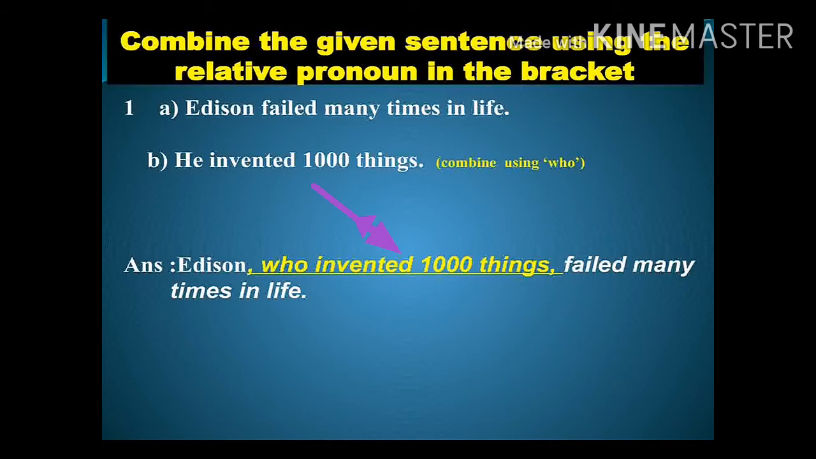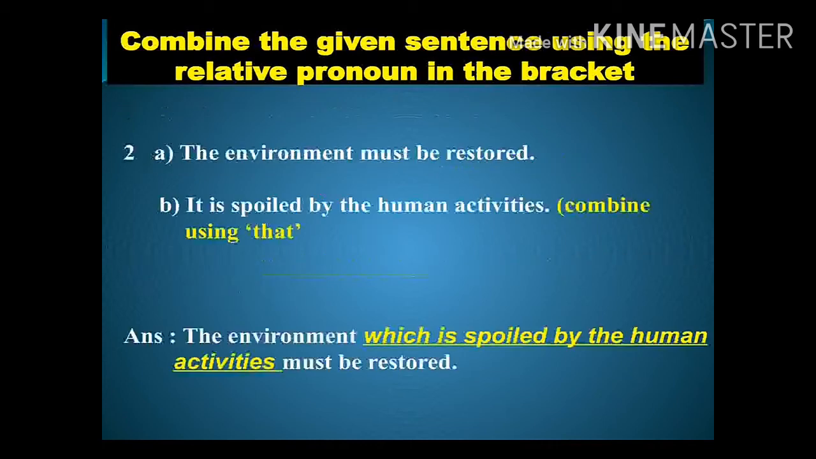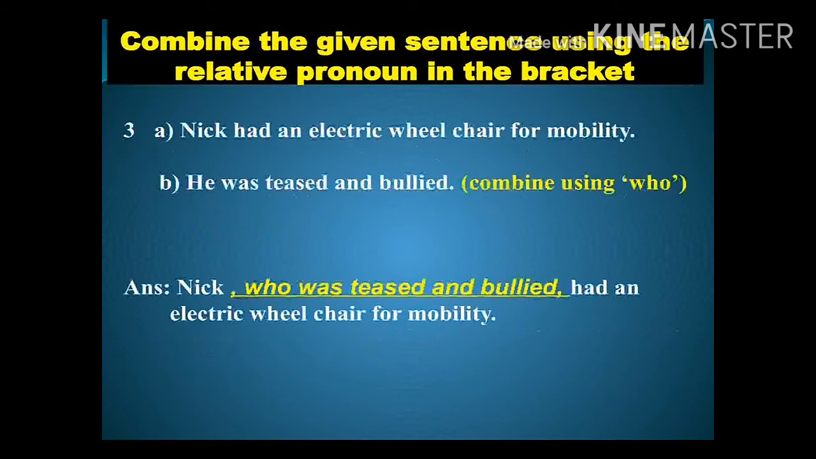It is used as a non-defining relative clause. Next, coming to the second example: the environment must be restored. It is spoiled by human activities. The environment which is spoiled by human activities must be restored. So we are talking about the environment, and which is spoiled by human activities is inserted after the environment.